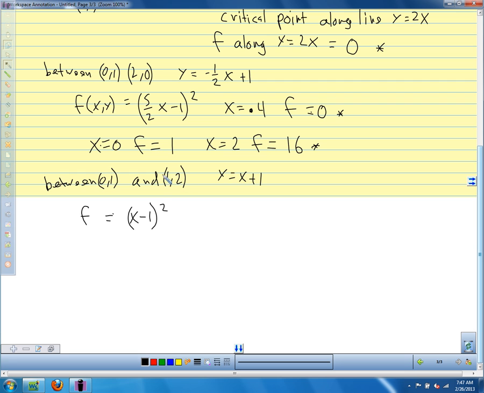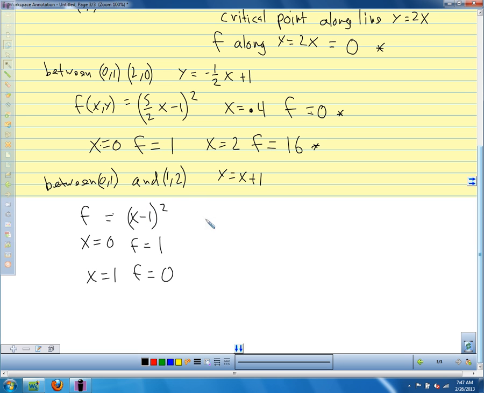So let's look at our endpoints. When x equals 0, f equals 1. And when x equals 1, f equals 0. Are there any points in between 0 and 1 for x that are going to give us something larger than 1 or smaller than 0? No. And again, we could take the first derivative of this, set it equal to 0 to get our critical points on that boundary.